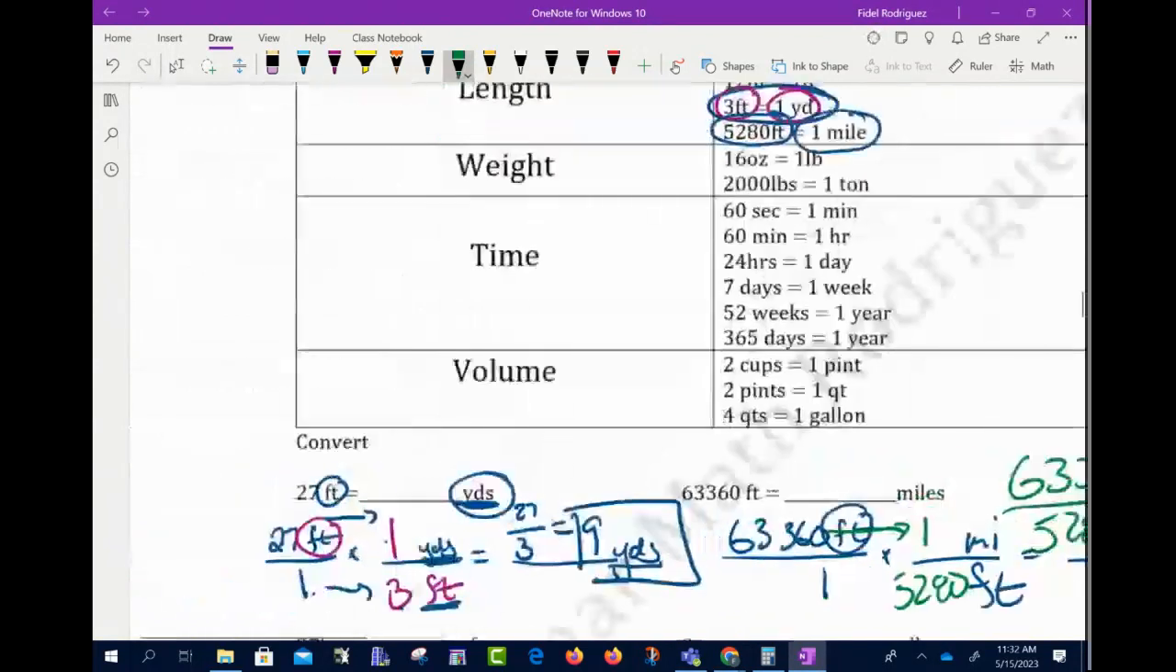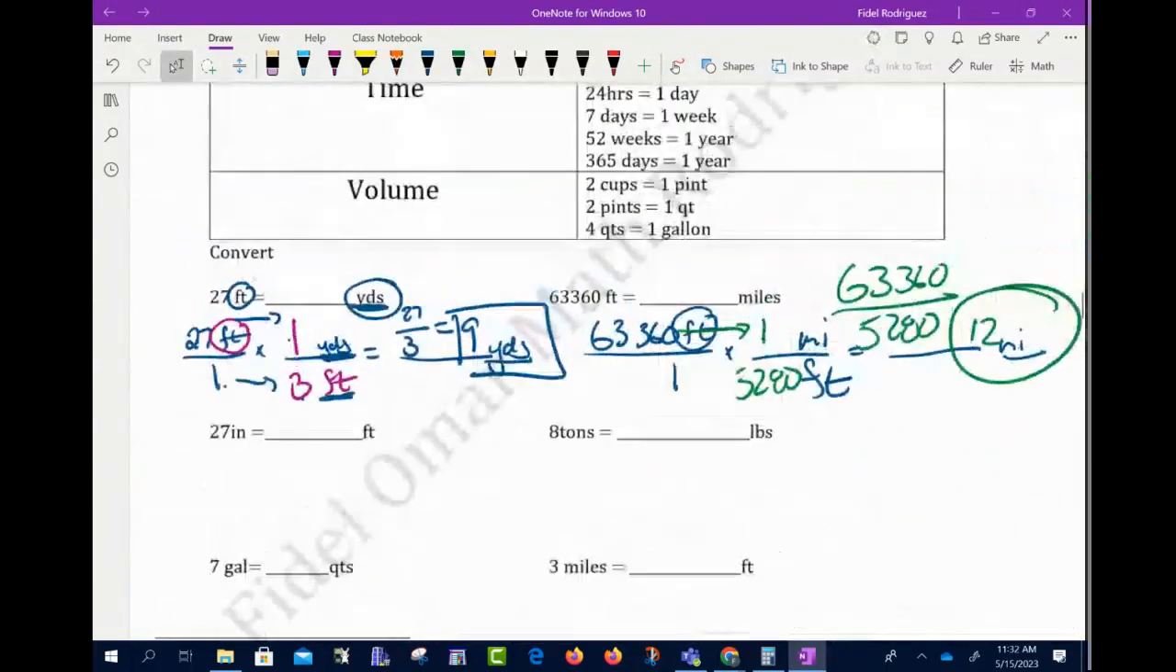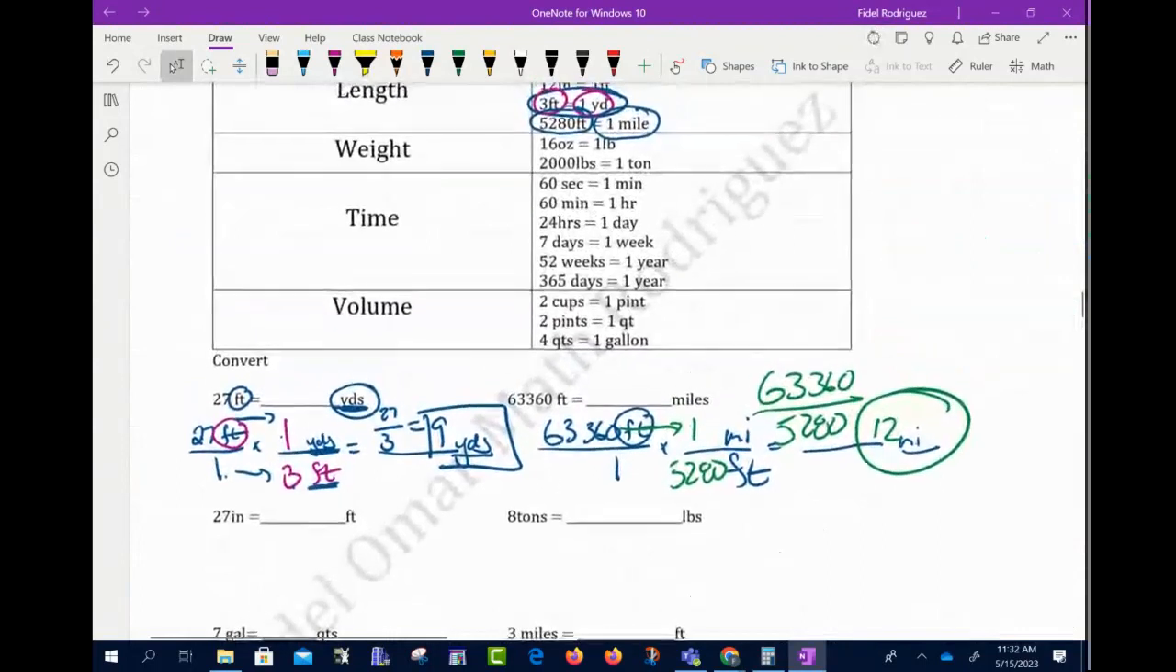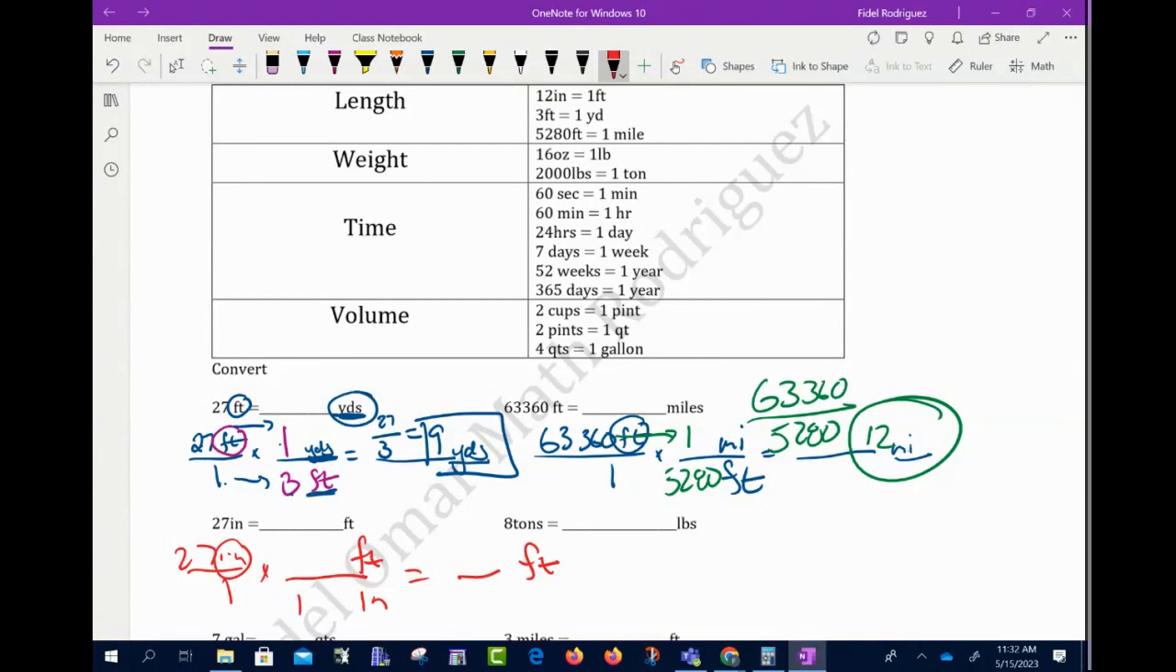Okay. Look, y'all, let's do the same thing for the next one. 27 inches into feet. I'm trying to keep everything on here so I can see it, but I want to make sure that you guys can see everything too. So I'm going to write 27 inches over 1 times something is going to be my answer in feet. I want to end up with feet, so I'm going to put feet on the top. I have inches here, so I'm going to put inches on the bottom. And we know that 12 inches is the same thing as 1 foot.